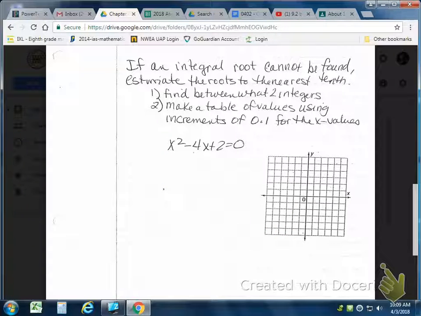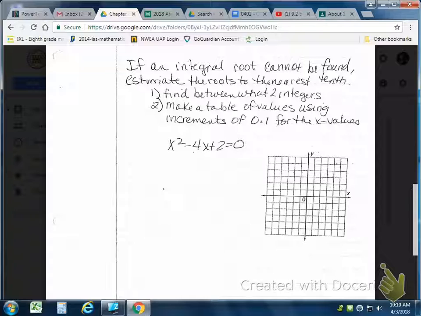The next example talks about something that looks a little more difficult. It says, if an integral root cannot be found. What that means is if it doesn't cross the x-axis on integers and it's between numbers, that's a problem. You need to estimate the root to the nearest tenth. So you find between what two integers it falls and then make a table of values using increments of 1/10 for the x values. That sounds horrible, and it is.